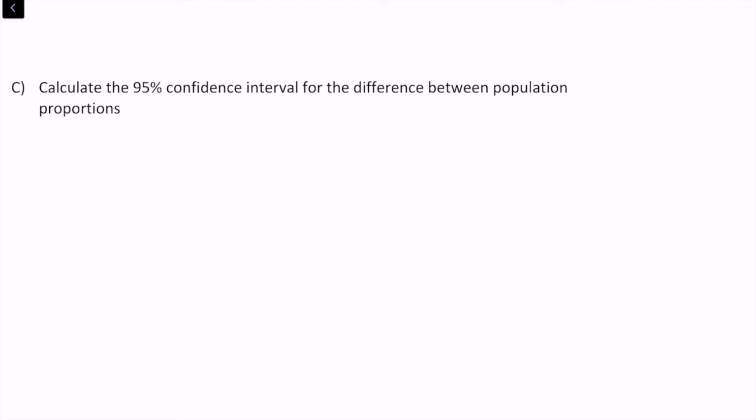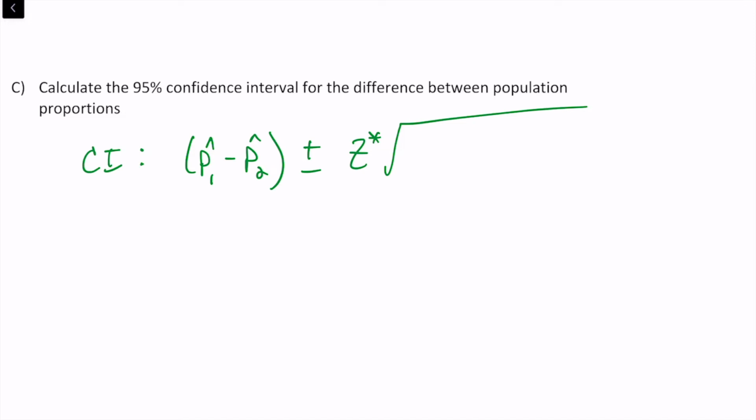So I'm just going to rewrite the confidence interval formula here for you guys. The two proportion Z interval is p1 hat minus p2 hat, plus or minus that margin of error, which is Z star times the square root of, and we've already got the standard error, but I'll go ahead and fill it in: p1 hat times 1 minus p1 hat over n1, plus p2 hat times 1 minus p2 hat over n2. All right, that's our formula.